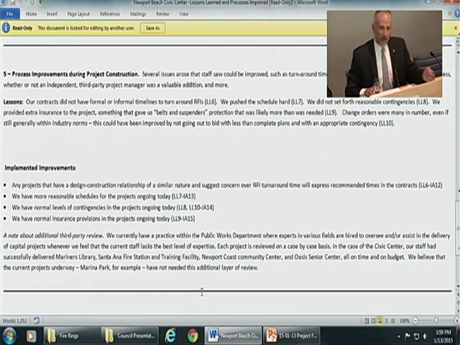We have normal contingencies in those projects. They're in the range of 5% for design and owner's contingencies. And we have normal insurance provisions in those projects.